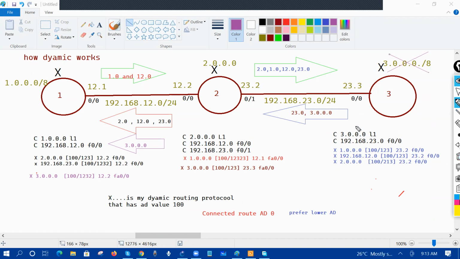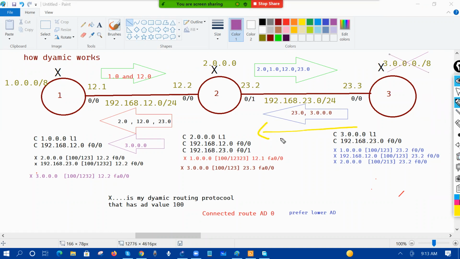what happened? R3 will inform R2, "Hey R2, do one thing. Remove this route from the routing table, because now it is also going to be removed." R2 will receive it and remove this route from the routing table. And R2 will inform R1, "Hey R1, do one thing, remove this route from the routing table." And R1 will remove this route from the routing table.